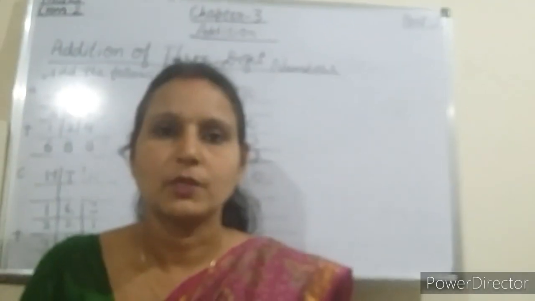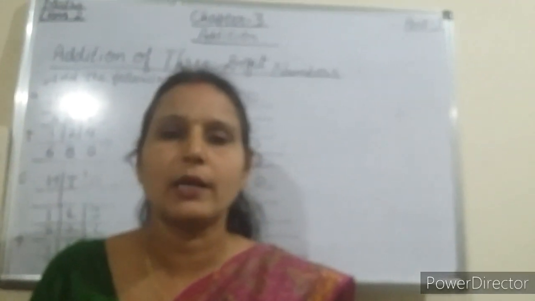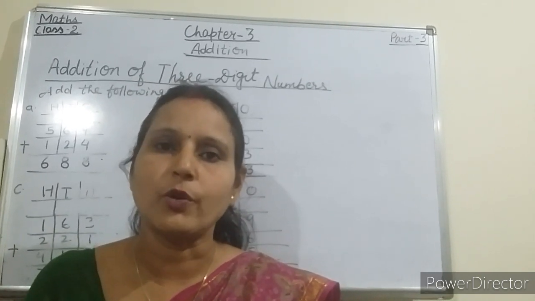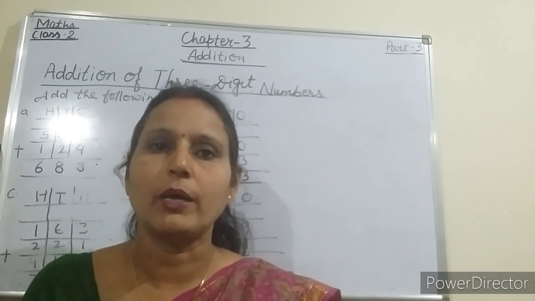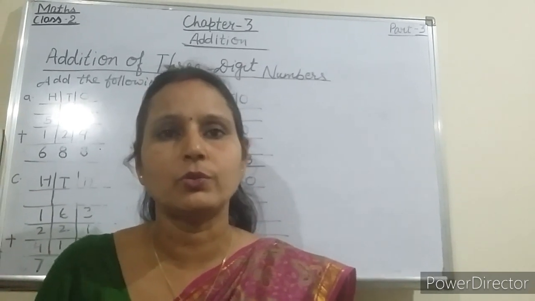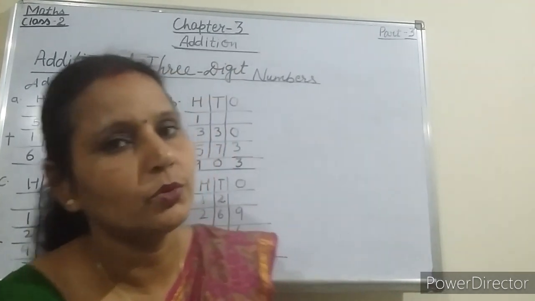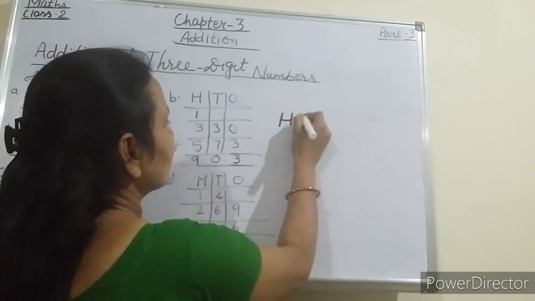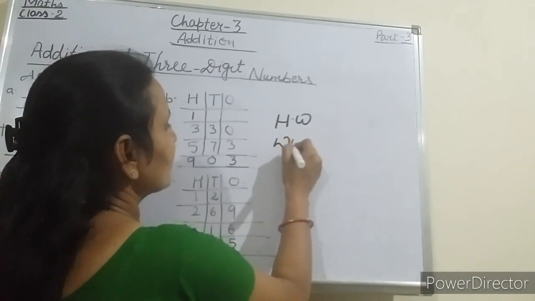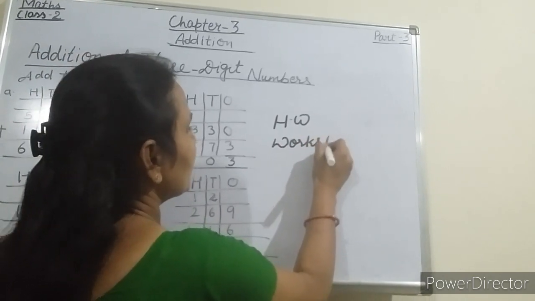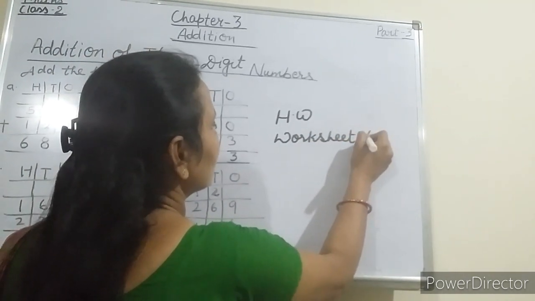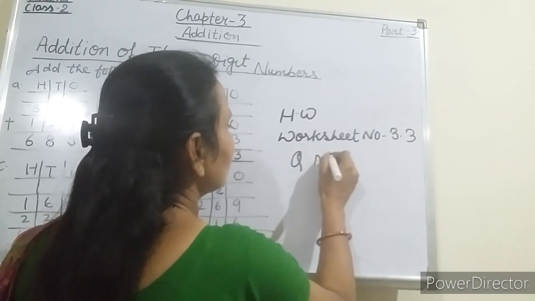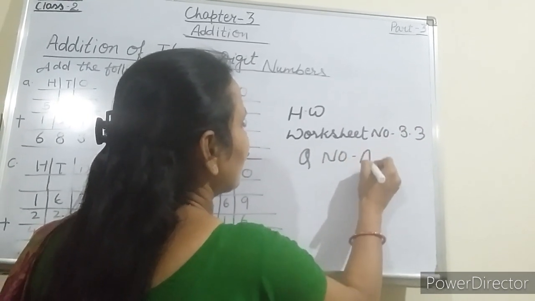Very good. So students, today I have taught you addition of 3-digit numbers and some questions from your application book. Now I am giving you homework to do. So note down your homework, students. Worksheet number 3.3, question number A.